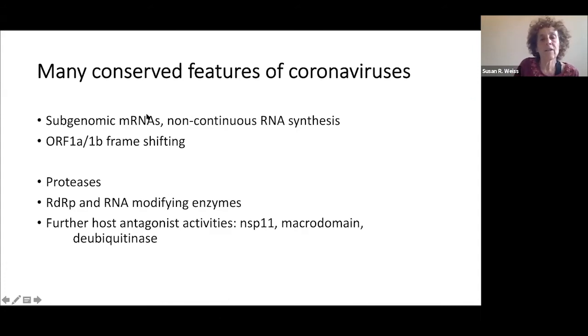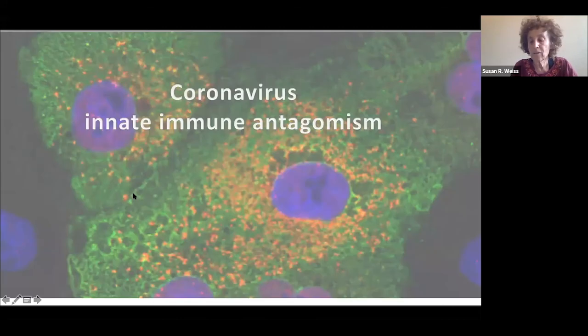So in summary of that section, there are many conserved features of coronaviruses. The subgenomic mRNAs, the non-continuous RNA synthesis, the ORF1A, 1B frame shifting, these conserved proteases, the RDRP and RNA modifying enzymes, and all the host antagonist activities. Just for example, some of these are here. So I think most of the activity's been targeting proteases and RDRP, but all of these other proteins are really possible targets as well.